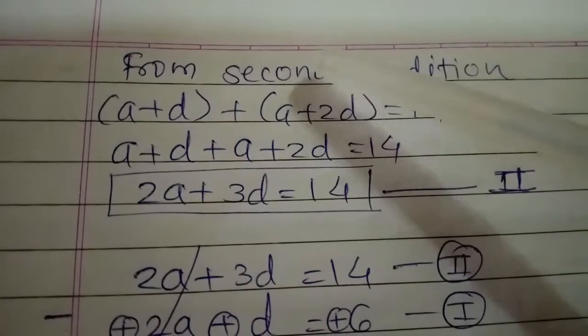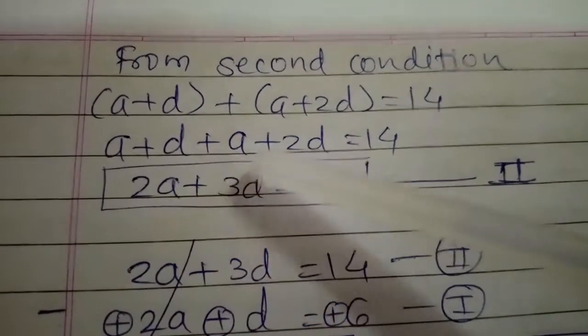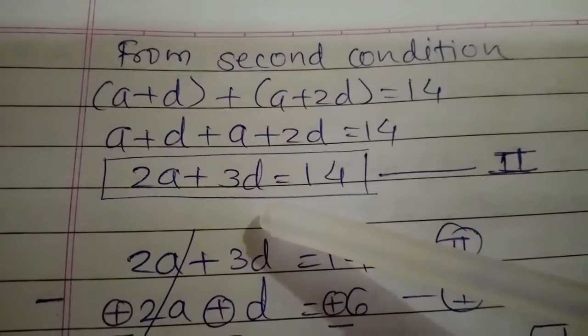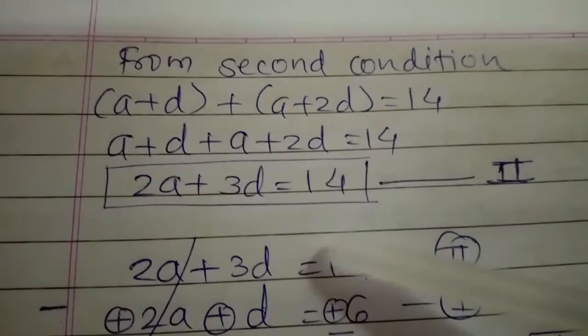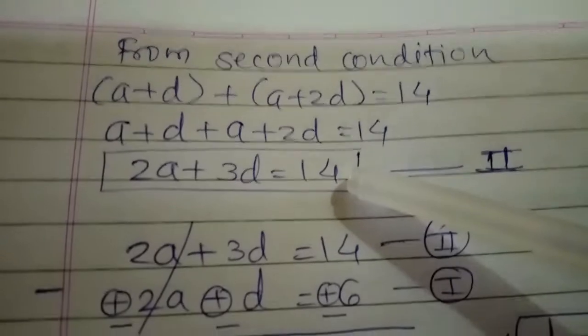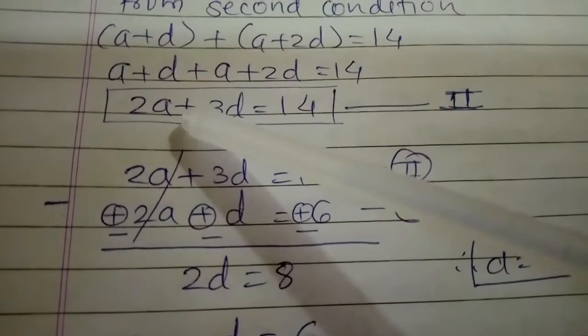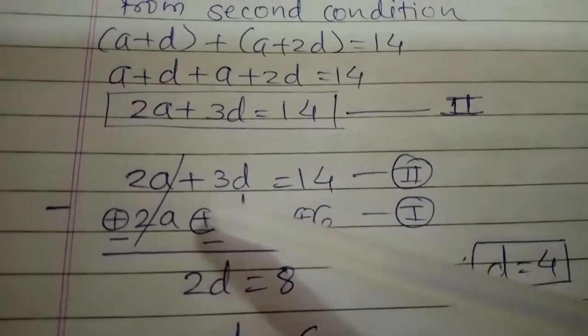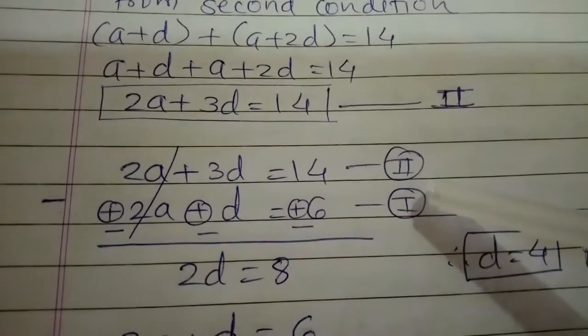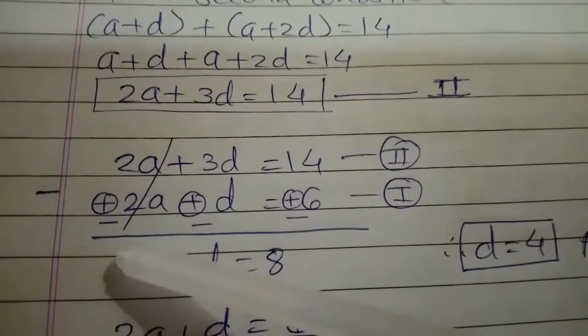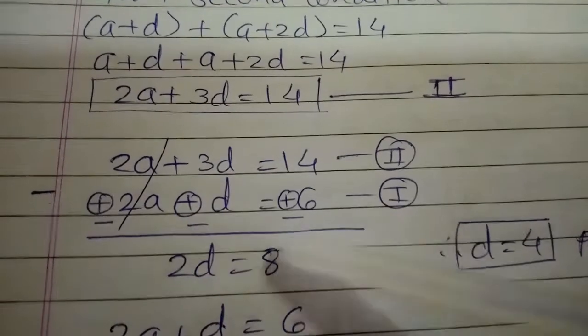So we open the brackets. Here we get a plus a, that is 2a, plus 3d, since 1 plus 2 is 3d, equals 14. Now we are going to solve these two equations. The second one is 2a plus 3d equals 14, and we solved previously the first equation, 2a plus d equals 6.